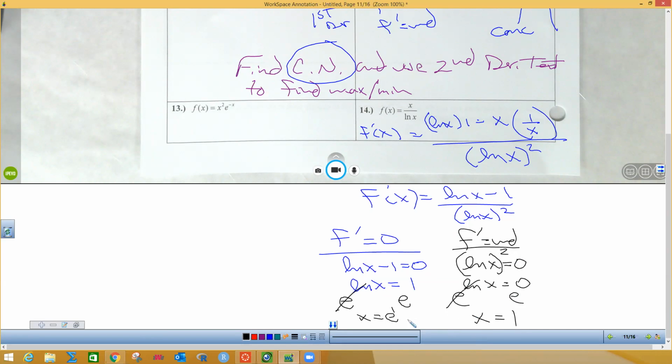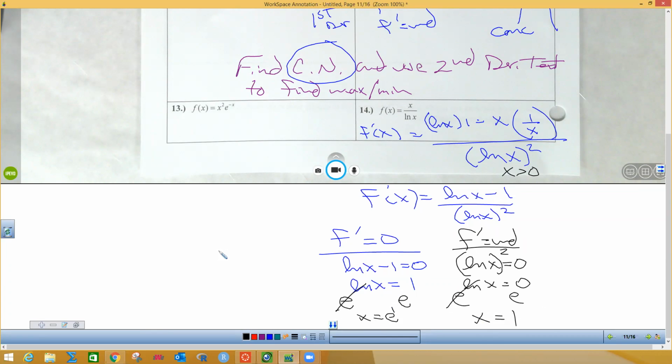Now you got to be careful when you're dealing with natural logs, because when you deal with natural logs, the domain is greater than 0. So x has to be greater than 0. You cannot do the natural log of 0. So 1 is fine. So I've got these two critical numbers.